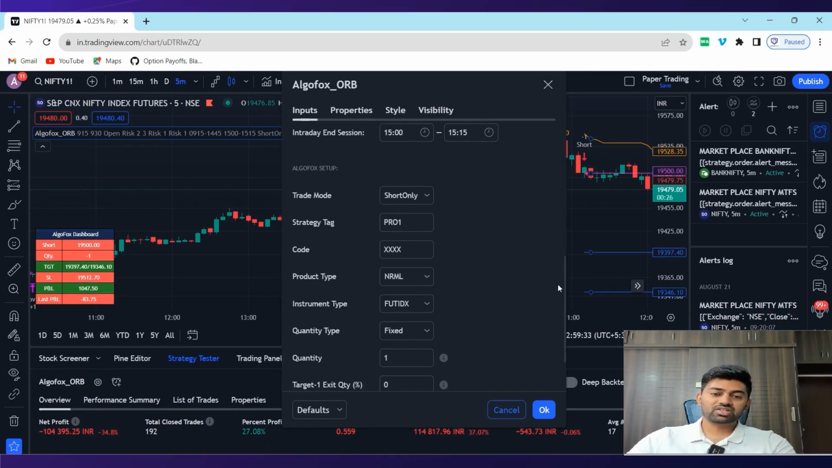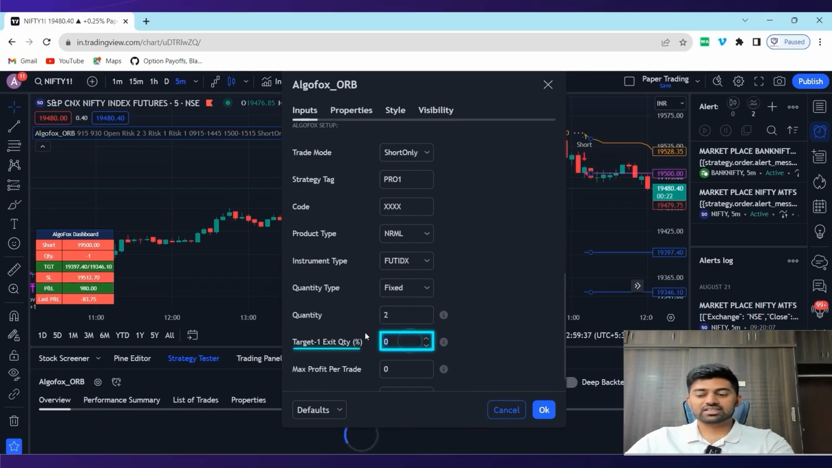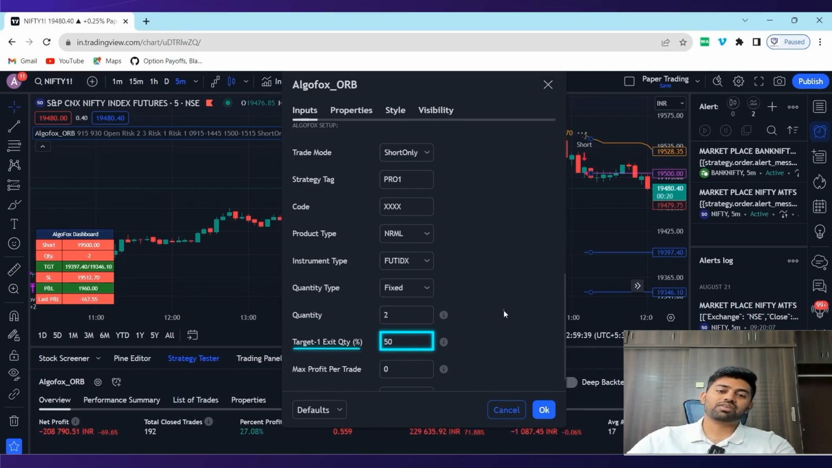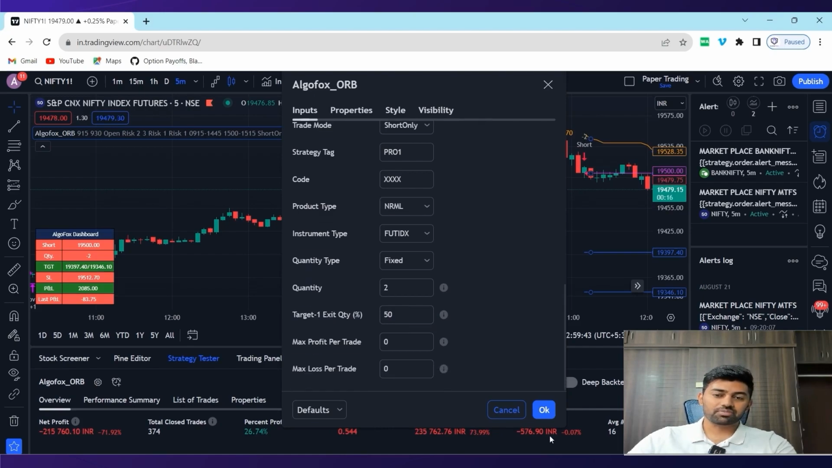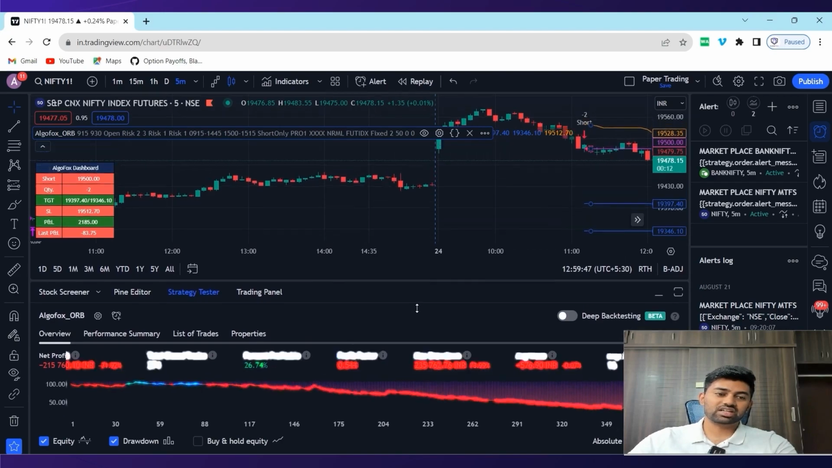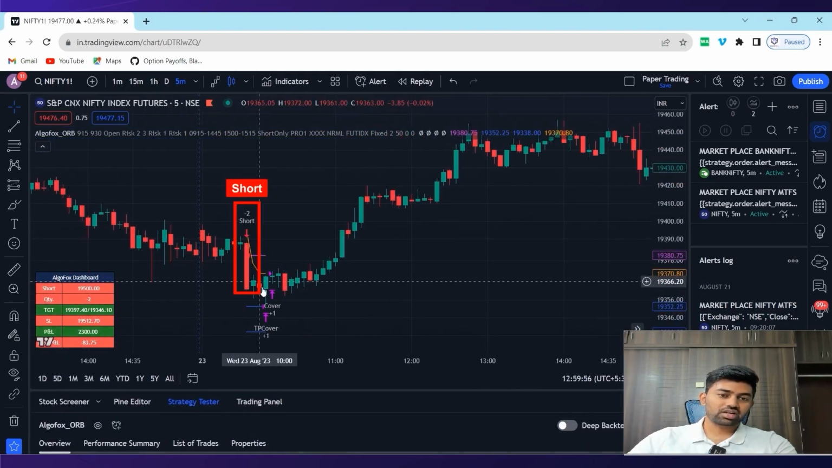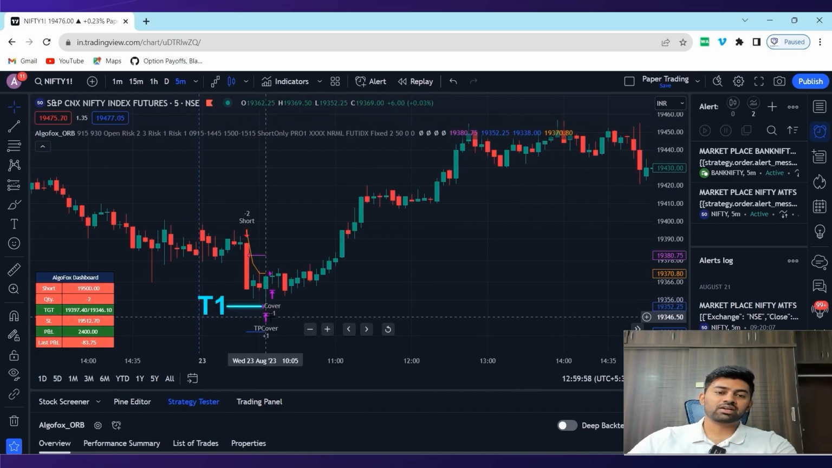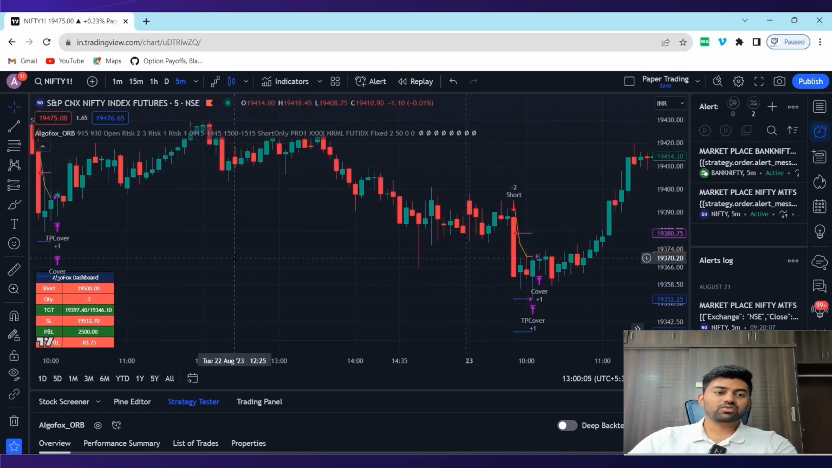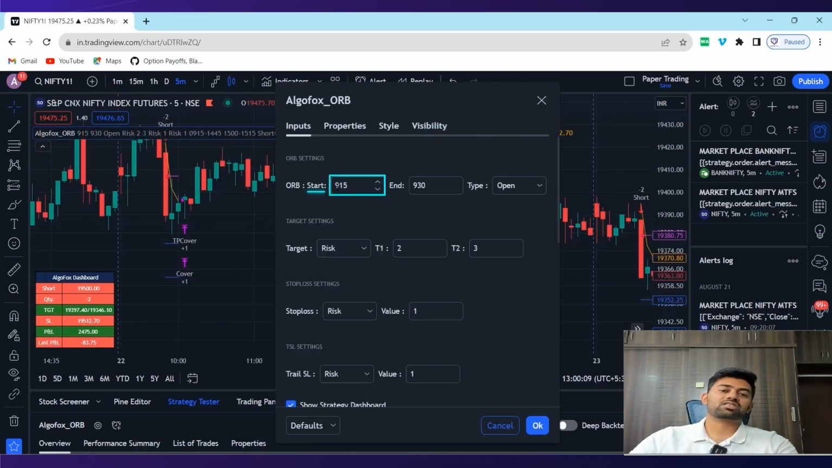Now, if I want partial exit, I can have 2 quantity, that is 2 lots. And let us say target 1, I want to exit 50% quantity, that is 1 lot. I can define that also here. Now, when I define, you will again see that the backtest results will also drastically change, and your entries and exits will also change. For example, you got a short here, take profit at target 1, and then the trailing stop loss set to exit the second lot.